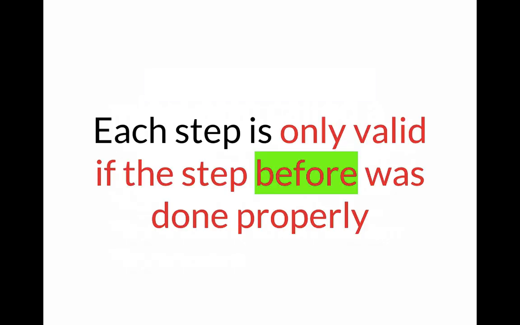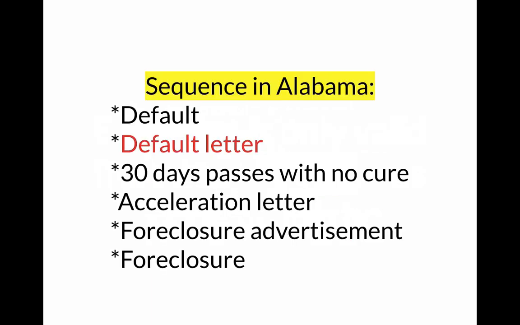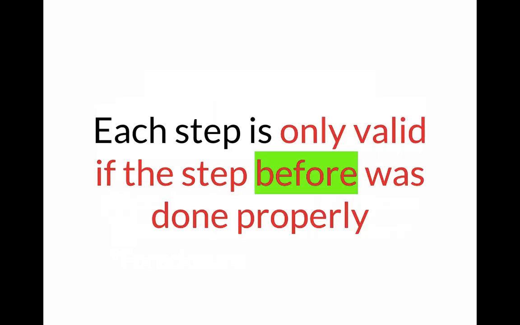Here's the critical thing. Every step, so go back here, all these steps are dependent on the step before it being done properly. So if we ask, can they accelerate if they didn't give me a proper default letter? Well, no, because everything is built one step at a time. Again, just a reminder, we're looking for whether there is a flaw or an error in that chain. And in this video, we're focusing in on the default letter.